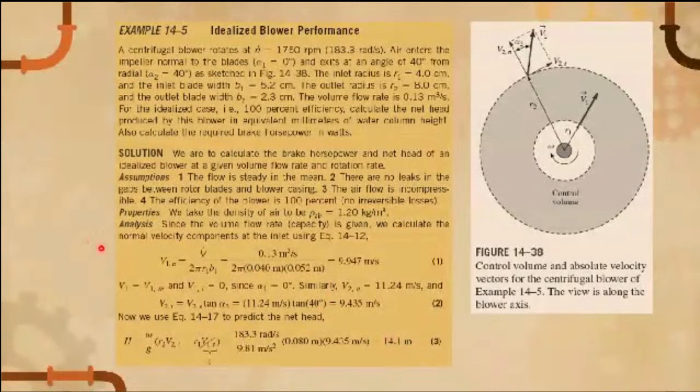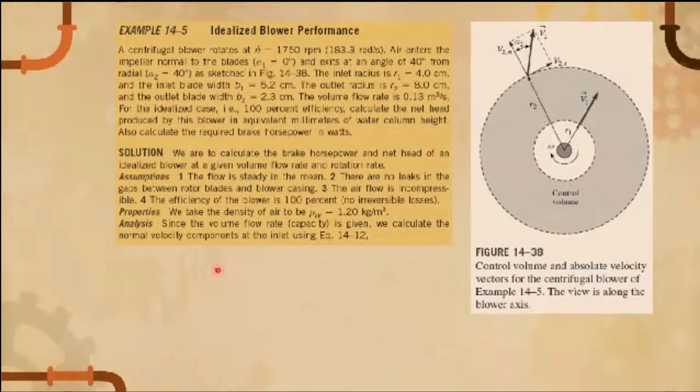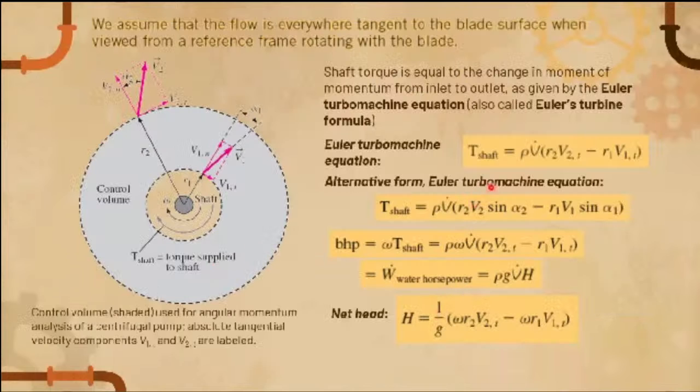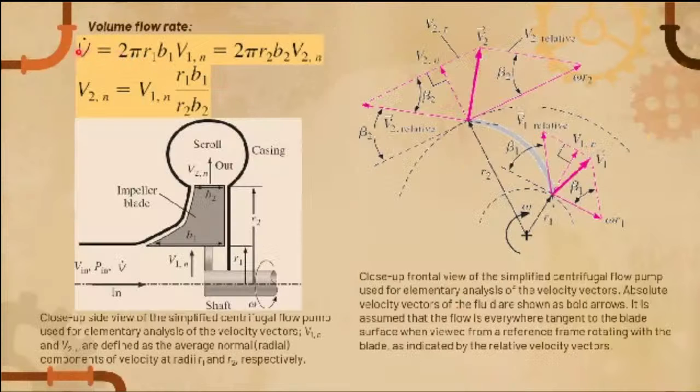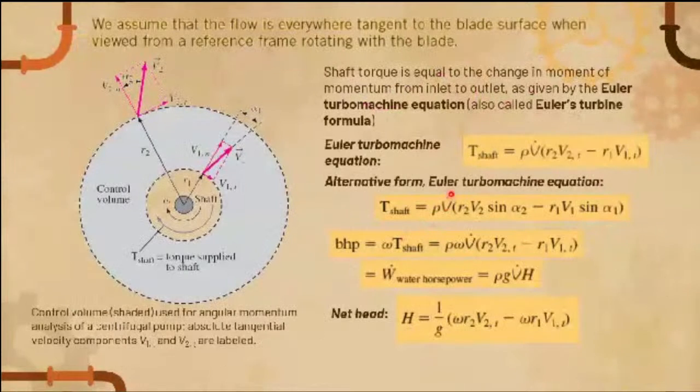Okay. So these two equations actually are the same equations you see here. First, you will use the volumetric flow rate equation to find out the normal velocity. Then with that, you will be able to calculate the tangential velocity, because the angle is given.